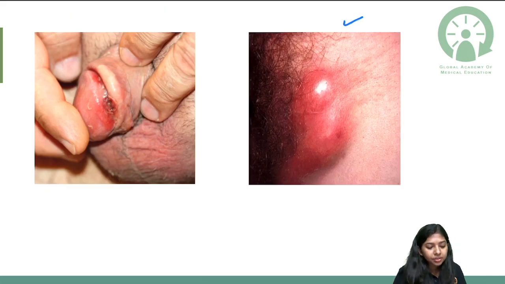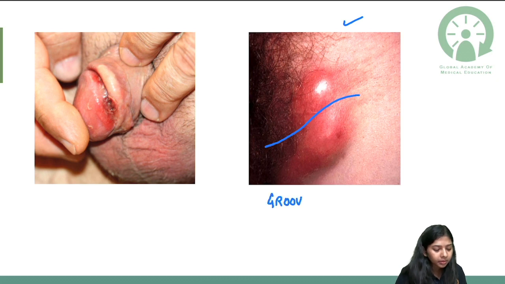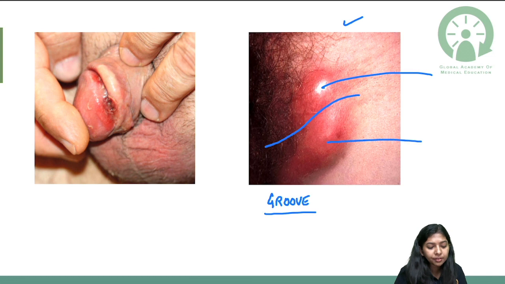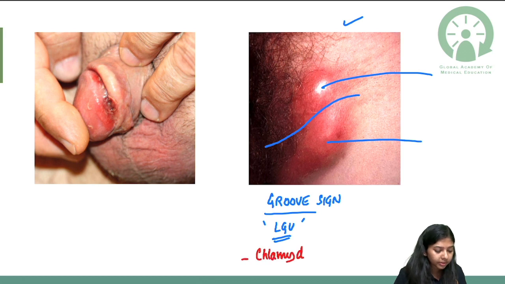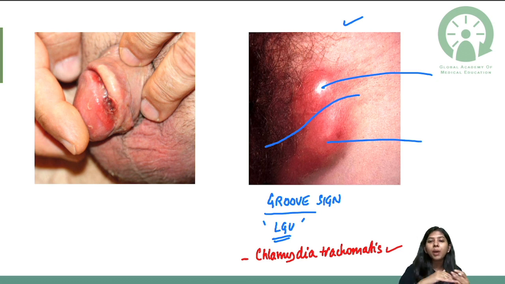Now let's look at this first. What do you see? This is the groove sign. See, the inguinal ligament being separated by the inguinal and the femoral group of lymph nodes. So this is the groove sign that we see in LGV, lymphogranuloma venereum, caused by Chlamydia trachomatis. Very important again. You can get any of these in questions. What is the causative organism? Chlamydia trachomatis. What is the sign that we are looking at? Groove sign. And what is groove sign? It's the inguinal ligament that is separated by the swollen inguinal and the femoral group of lymph nodes, right?